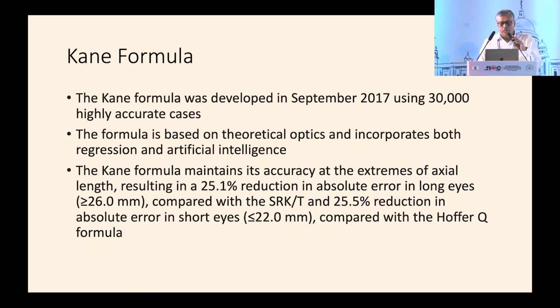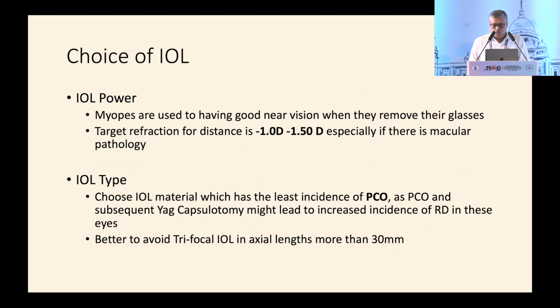There is something called Kane formula, which was developed in the year 2017 using 30,000 highly accurate cases. The formula is based on theoretical optics and incorporates both regression and artificial intelligence. The Kane formula maintains its accuracy at the extremes of axial length, resulting in a 25.1% reduction in absolute error in long eyes, more than 26 millimeter, compared with the SRK/T, and 25.5% reduction in absolute error in short eyes, less than 22 millimeter, compared with Hoffer Q. So if you can use Kane formula, you will get more accurate results in extremes of axial length. Kane formula is available online.